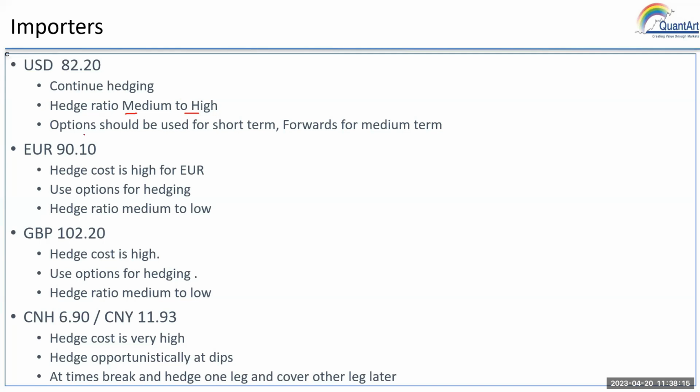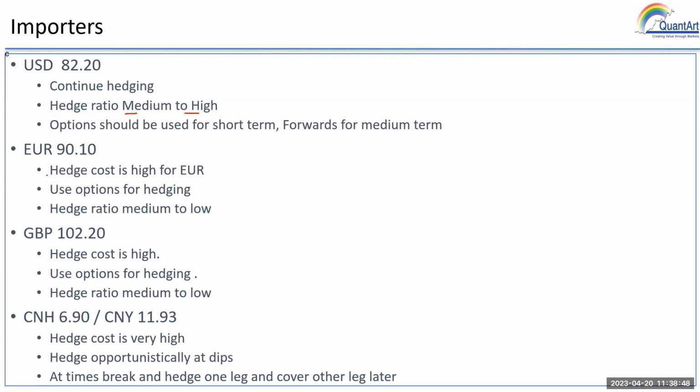Forwards can be used, but using a little bit of options is also wise, especially for a shorter term. Like for April, May you can use options, and for June, July, August, maybe you can use forwards, or maybe for May and June you can use options, and then for a longer period you use forwards. Something like that is what we think will be correct. And which option? You can use Seagull options or call spread options. These are the two options which we think will make sense.